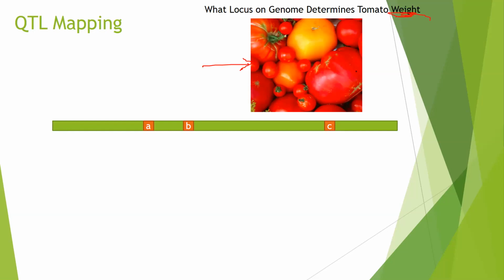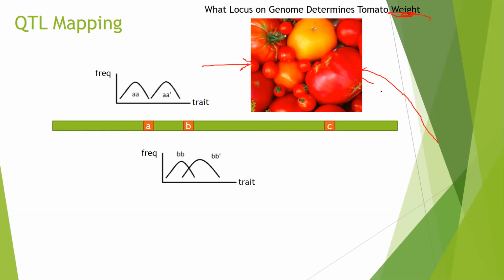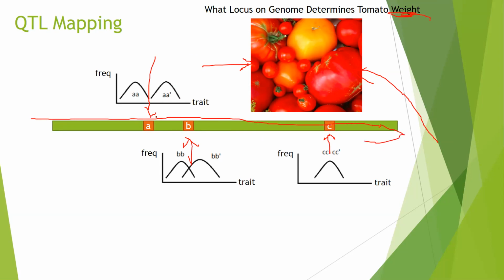We can get a random sample from the population, and we can test each marker to see if the genotypic variation for each marker is associated with phenotypic variation, tomato weights. So in this way, we can scan the whole genome to identify the genes that are responsible for the trait of interest.